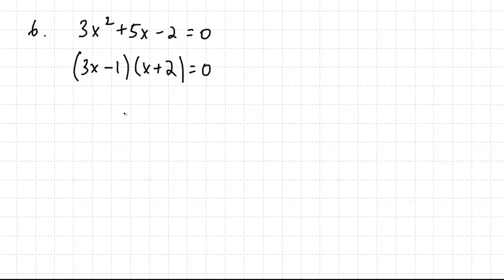In number 6, we have 3x squared plus 5x minus 2 equals 0. I think the original problem had this equation written slightly differently, but I've just written it in standard form. We can use the quadratic formula for this, but we can actually factor this trinomial. It factors into 3x minus 1 and x plus 2 equals 0. And from this we can conclude that x could be positive 1/3 or negative 2.